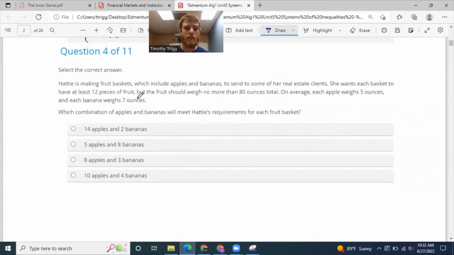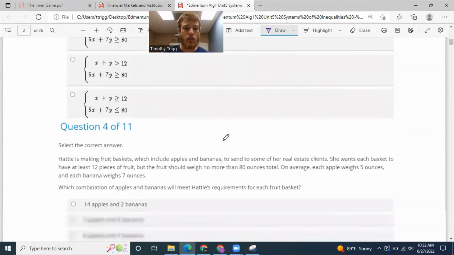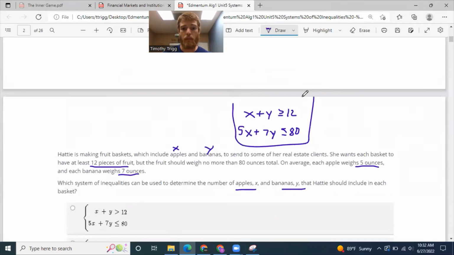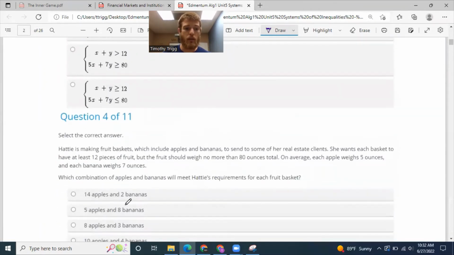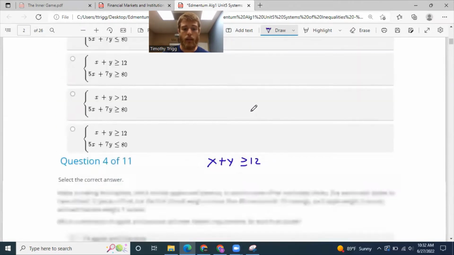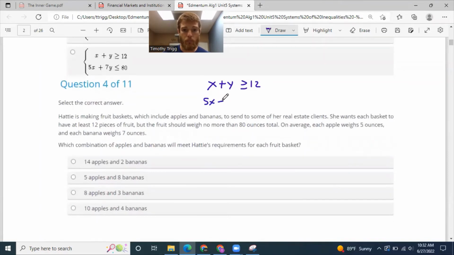Okay, this is the same situation. Haiti is making fruit baskets, apples, bananas. In this case, it's the same situation, right? So we're going to use this same system here, and we're going to see which of these coordinate points would be a solution set for this system. Greater than or equal to 12, and then 5x plus 7y needs to be less than or equal to 80.